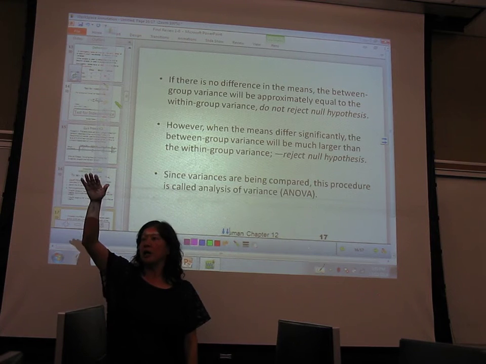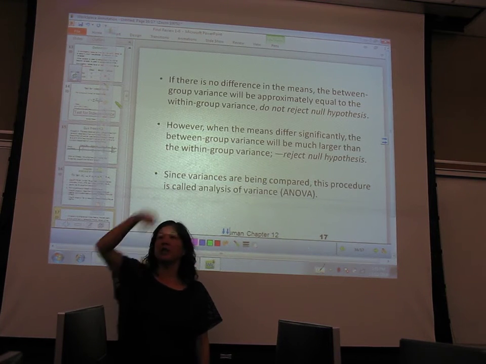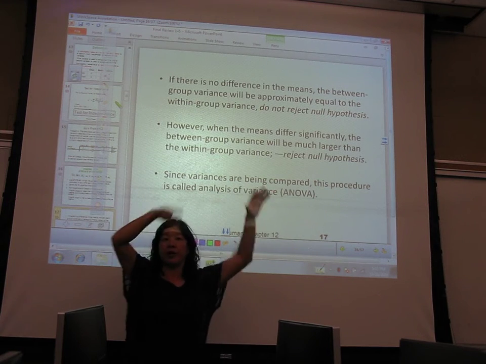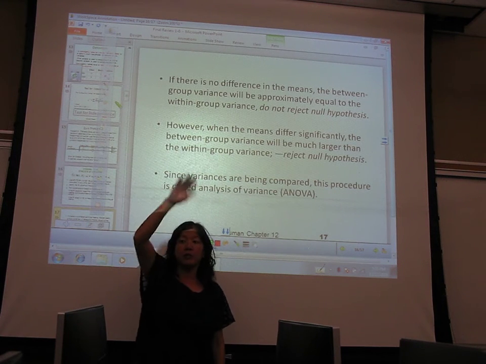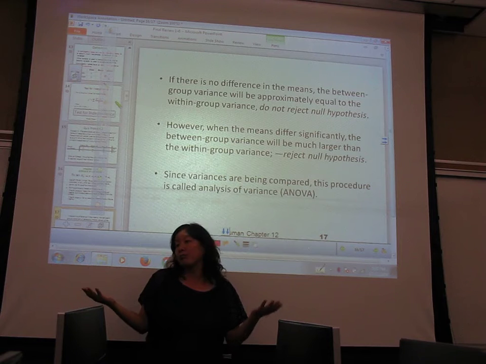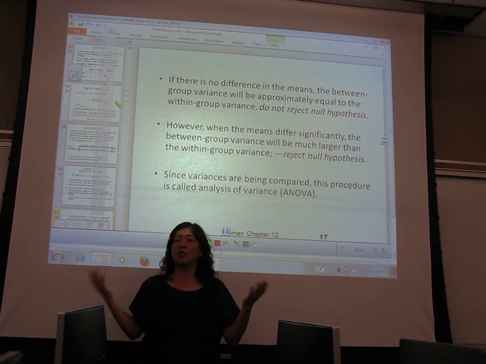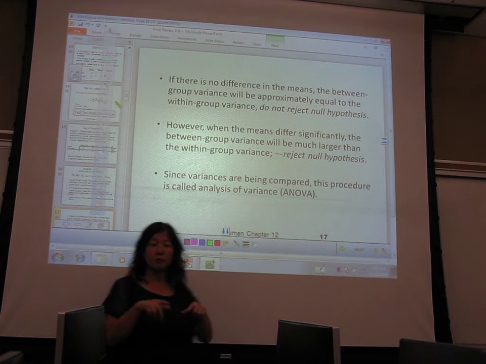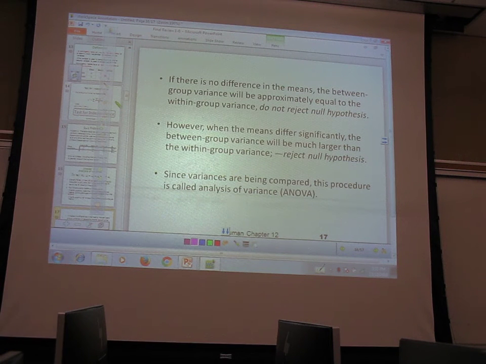But say we took high school seniors from Oregon and California and Texas, and their between group variance is about the same as the within group variance. Then we'd say, okay, the means are maybe the same, and we would not reject the null hypothesis. Everybody sort of understanding that idea? Good.